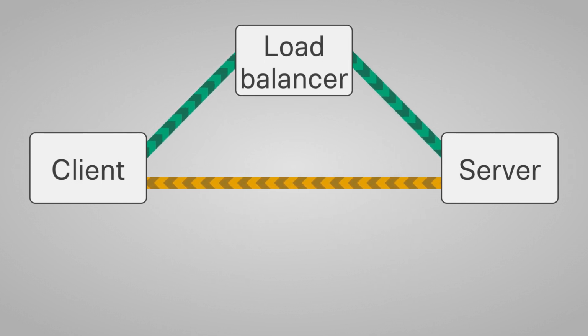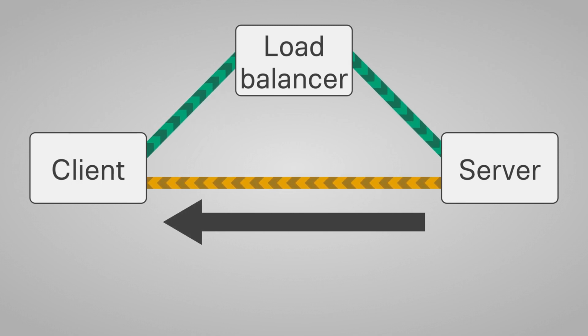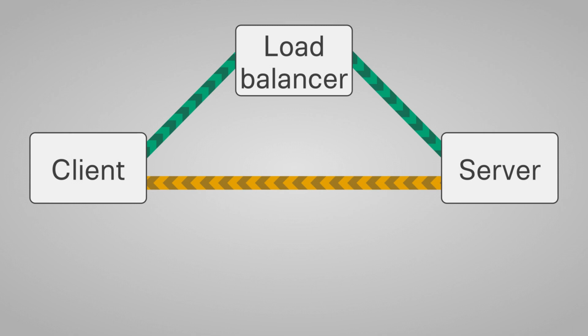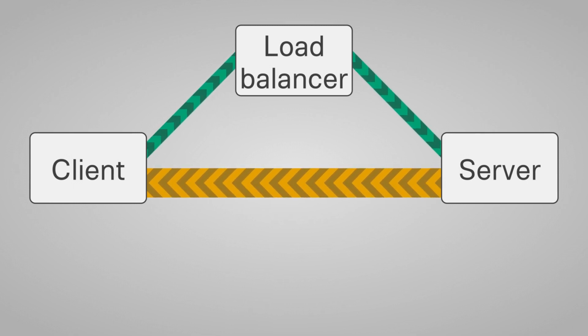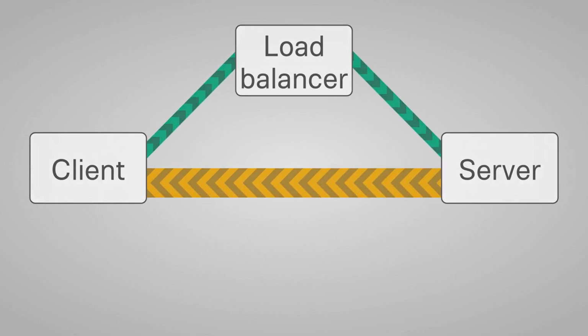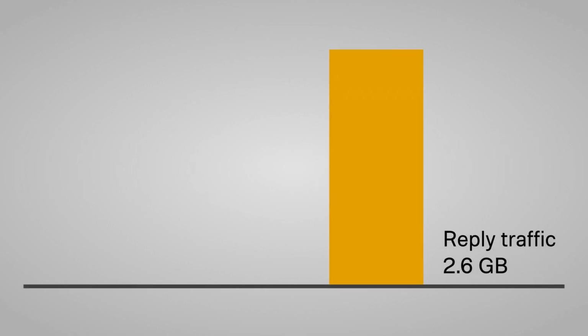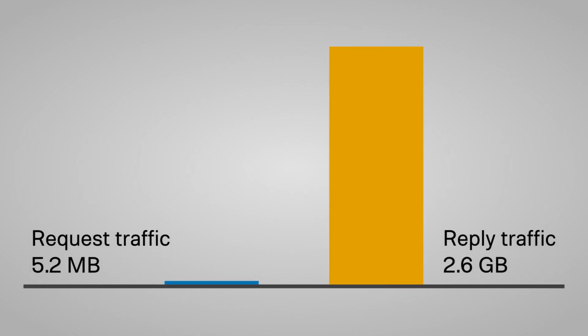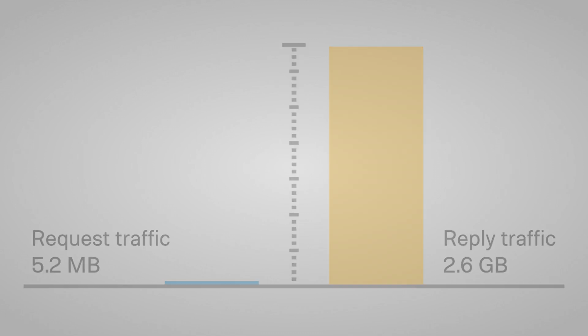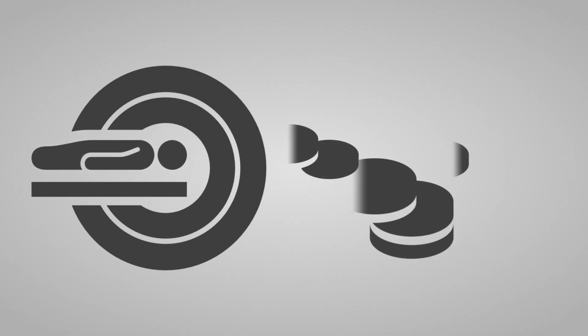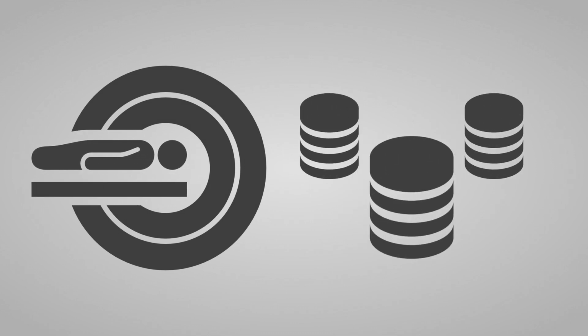Traffic flows directly from the server to the client on the return journey. This is particularly beneficial in scenarios where reply traffic is significantly larger than request traffic. Streaming media is a good example of this, where the reply traffic containing the requested content can be several orders of magnitude larger than the request traffic. Other well-suited examples include medical imaging, back-end storage, and any service where throughput and performance are paramount.